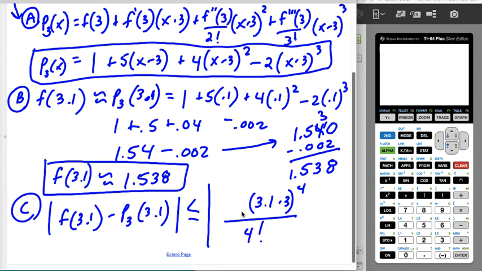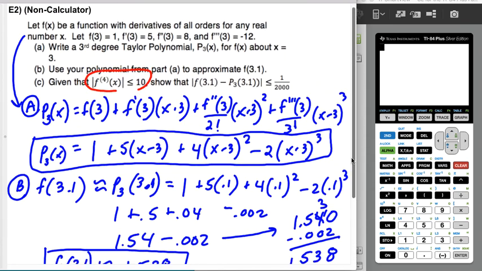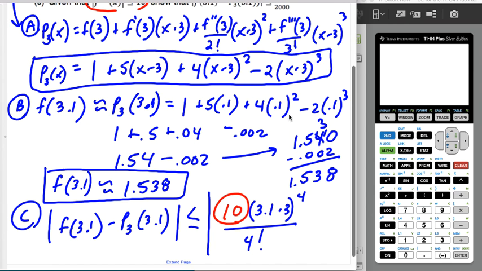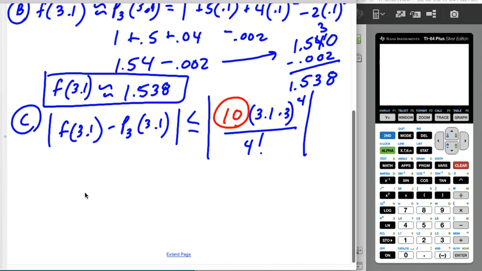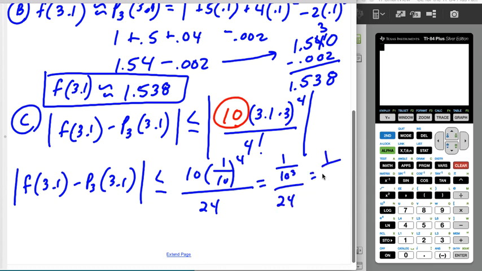And then this maxed out value of the fourth derivative, they gave it to me, because they told me, hey, at the biggest it gets, it's a 10. So f of 3.1 minus p sub 3 of 3.1 is less than or equal to 10 times 1/10, or 0.1, to the fourth, which we'll deal with in a sec. And on the bottom, I get a 24. So that's essentially 1 over 10 to the third divided by 24, or 1 over 1,000 divided by 24.